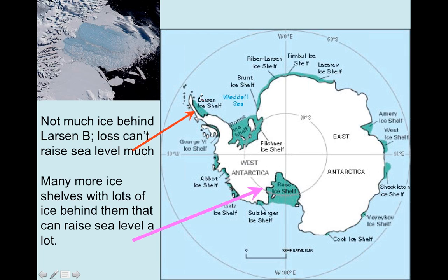And so while that was the Larsen B that went away, if one of these were to go away, there is much, much more ice behind it. And so this is our concern, that you can lose a flying buttress in a hurry. That can allow the pile to spread faster. In a hurry, that can raise sea level.